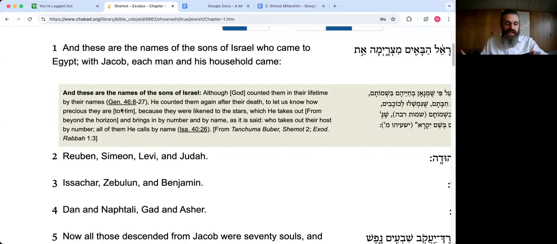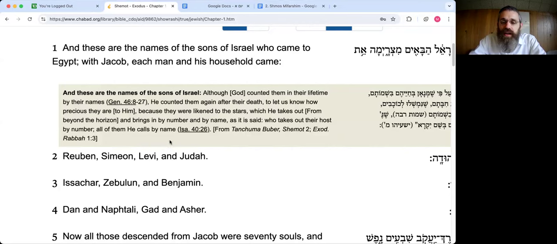Verse 6 is going to say that entire generation passed away. So Rashi says, he counted them in their lifetime when they came down, and now he's counting them when they passed away. He counted them again after their death to let us know how precious they are to him, because they were likened to the stars, which he takes out from beyond the horizon and brings in by number and by name, as it is said, who takes out their host by number. All of them he calls by name.